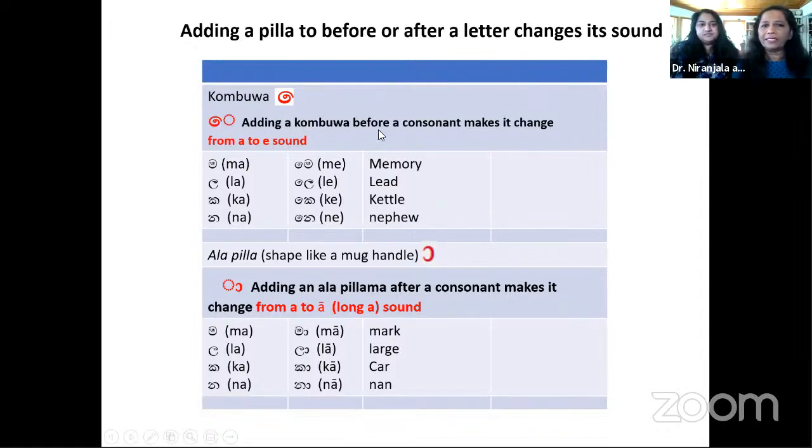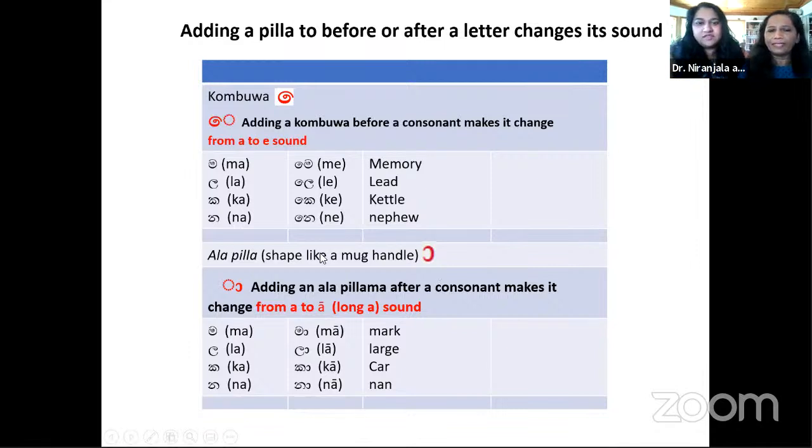Kombu: adding a kombu before a consonant makes it change from an A sound to an E sound. So ma, you add a kombu, me, as in memory. La, le, as in lead. Ka, ke, as in kettle. Na, ne, as in nephew. Right? So you can go with that.